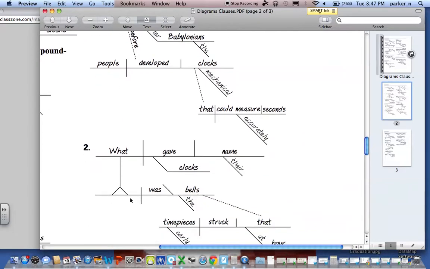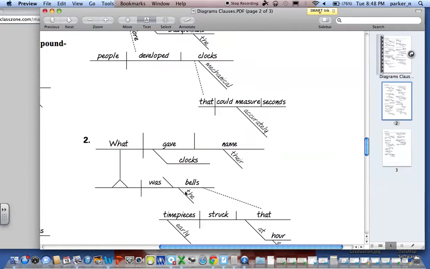Number 2, remember I said we were going to put it on the little stick guy because it's a noun clause acting like the subject of the sentence. What gave what? Gave name. Clocks is an indirect object. Remember, we can imagine there's a little 2 right there, 2 clocks. If the 2 were there, it would be a prepositional phrase. Because the 2 is omitted, it is an indirect object. And then what gave clocks their name was our linking verb. So we have the slanted line, bells, predicate nominative.